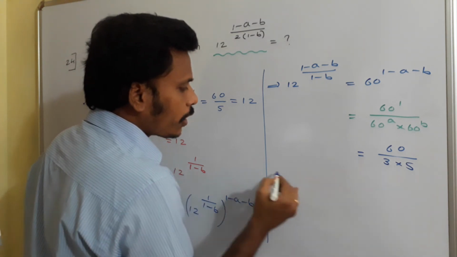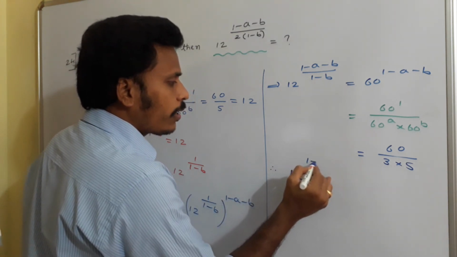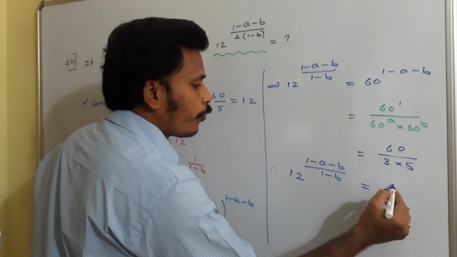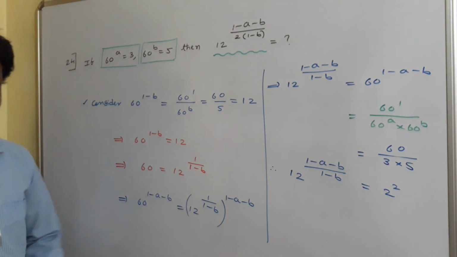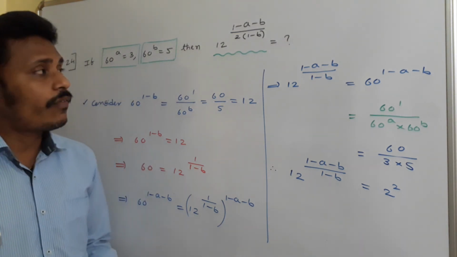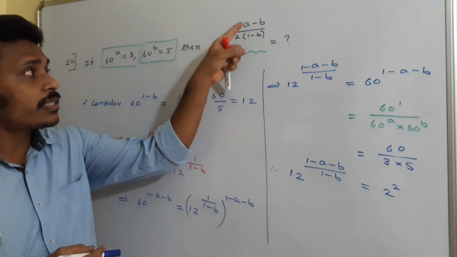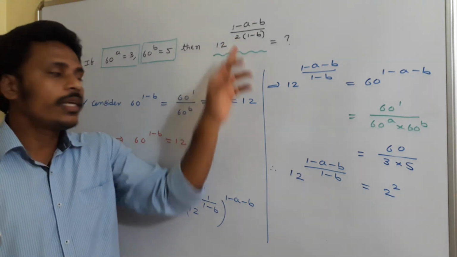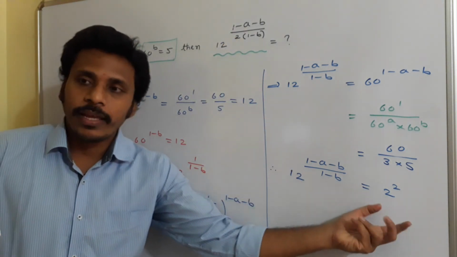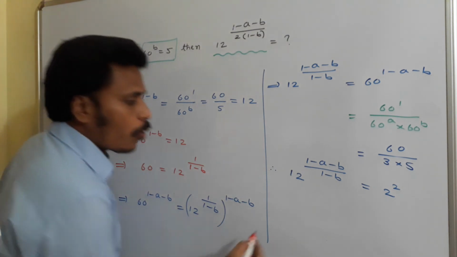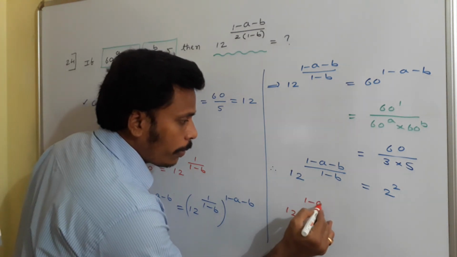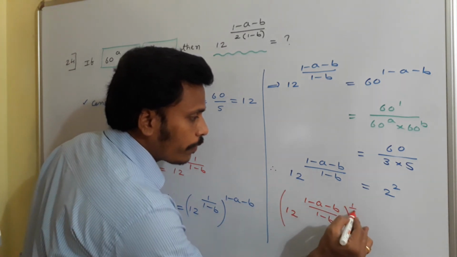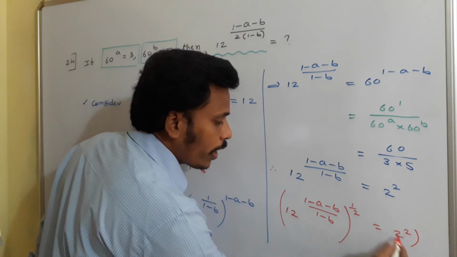Is it right? So finally what we have? 12 to the power (1 minus a minus b) divided by (1 minus b) value, which is 4, and I mentioned it like 2 square. Actually 4, I mentioned it like 2 square. Why? Because here I need (1 minus a minus b) by 2 into (1 minus b). So to make this 2 in the denominator, again I need to apply power 1 by 2 both sides. Now what will happen? 12 to the power (1 minus a minus b) divided by (1 minus b), and this whole thing to the power 1 by 2 is equal to 2 square to the power 1 by 2.